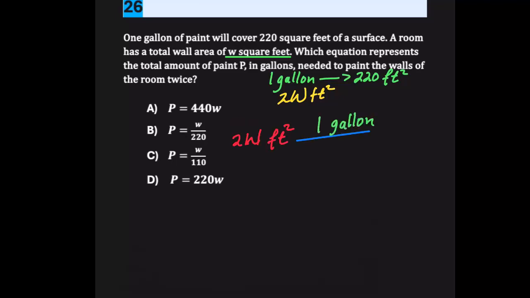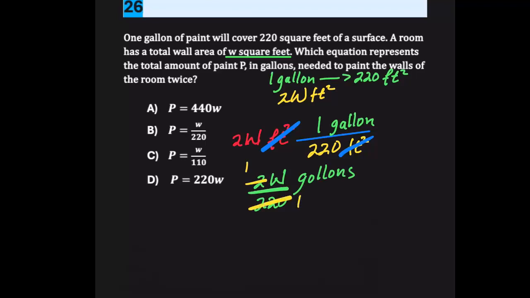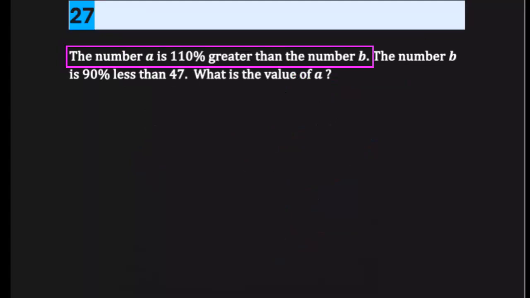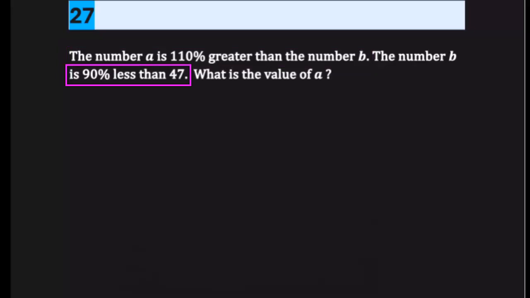So we have 2 times the area, which is feet square. And we know that 1 gallon of paint will cover 220 feet square. So we can cancel this and this feet. So we have 2 times the area, which is W, over 220 gallons, divided by 2, and divided by 2 is 110. And we are left with the area over 110 gallons. And looking at the answer choices, choice C is the answer. Question 27, the number A is 110% greater than number B. And number B is 90% less than 47. So what is the value of A?